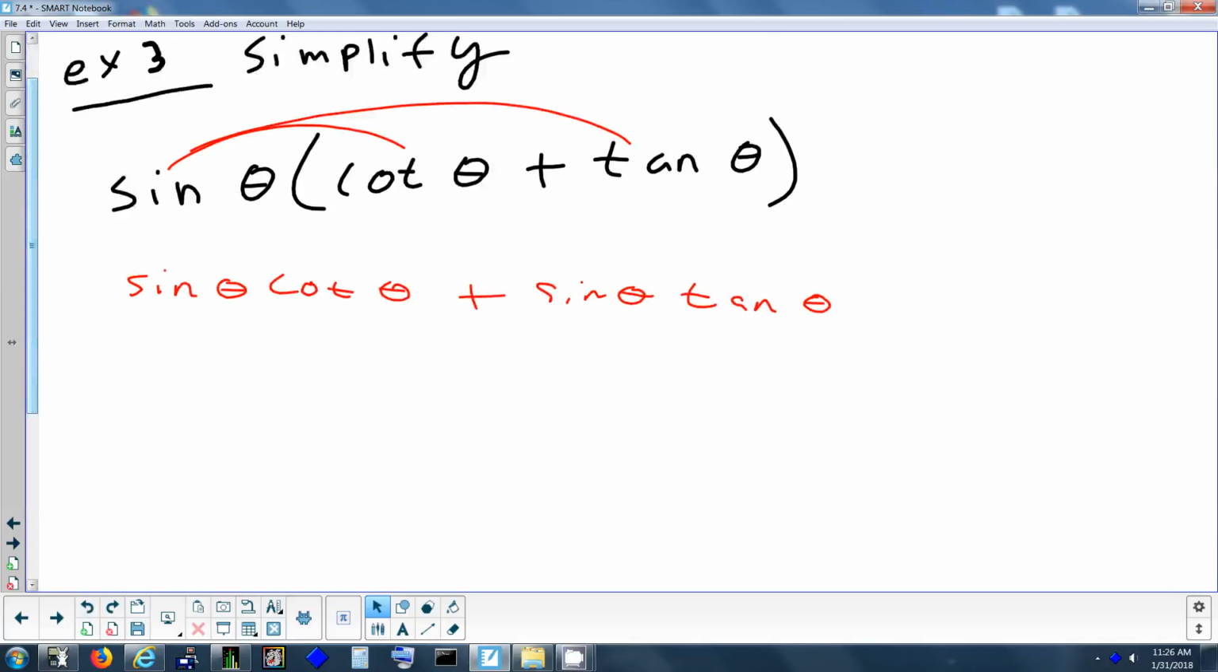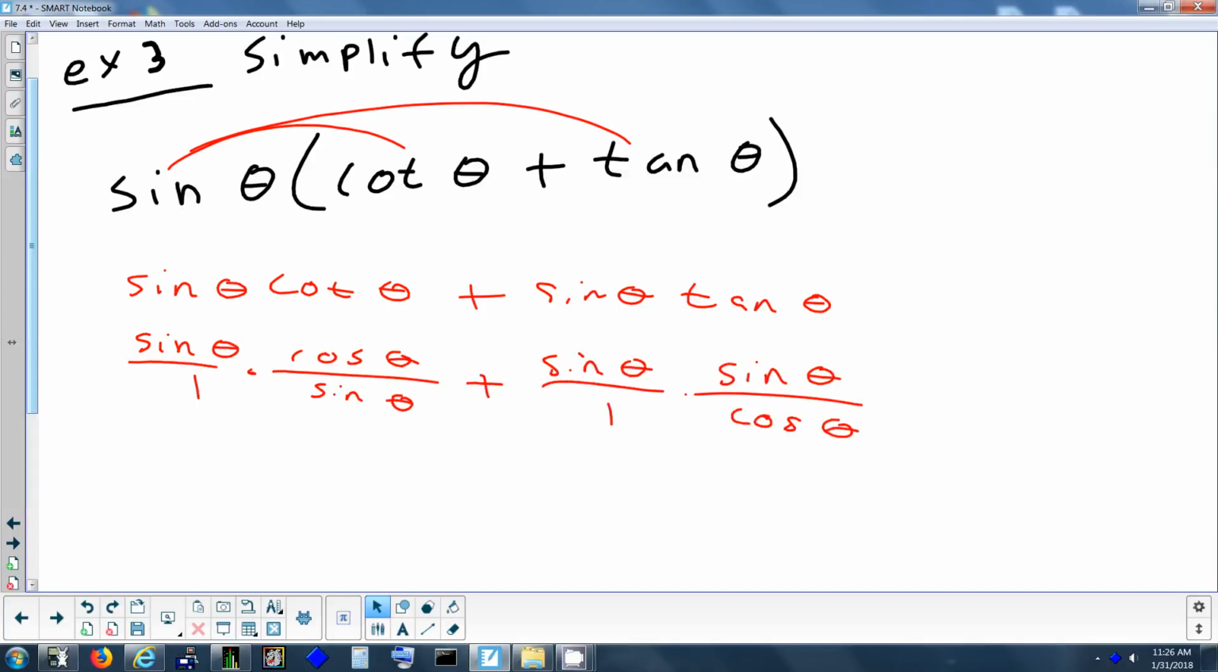Okay, Ezekiel, now what do you think I'm going to do with everything that's there? Yeah, we're going to change everything that's not a sine and cosine into one and hope we get some stuff that cancels. So we've got sine times cotangent. Cosine over sine. If you want, since we're making everything fractions, you could make sine a fraction just by putting it over 1. That's up to you. Sine is already sine, so don't change it. What about tangent? Sine over cosine.